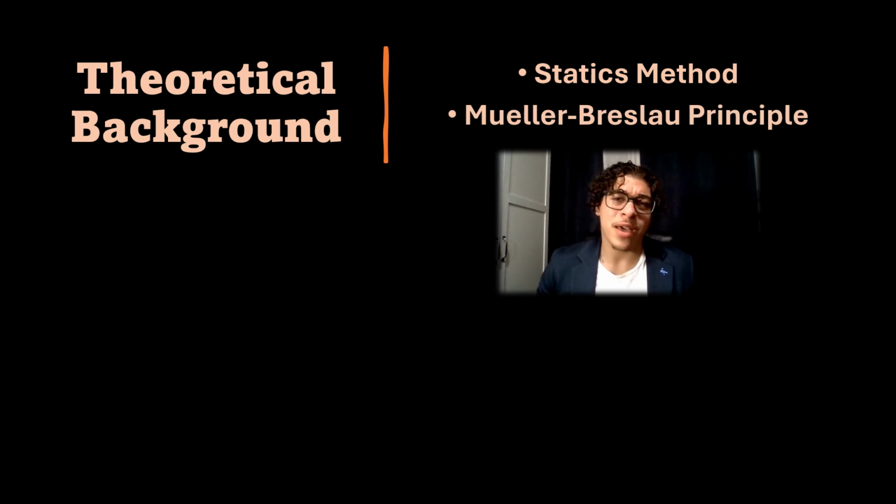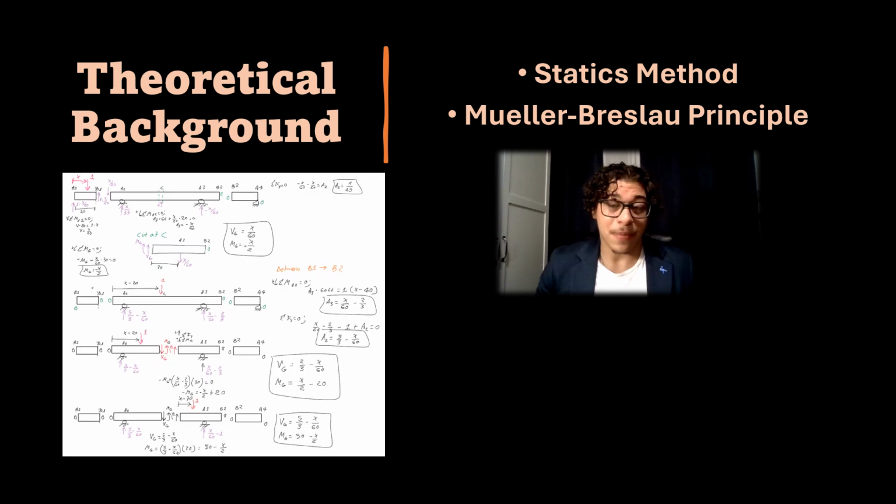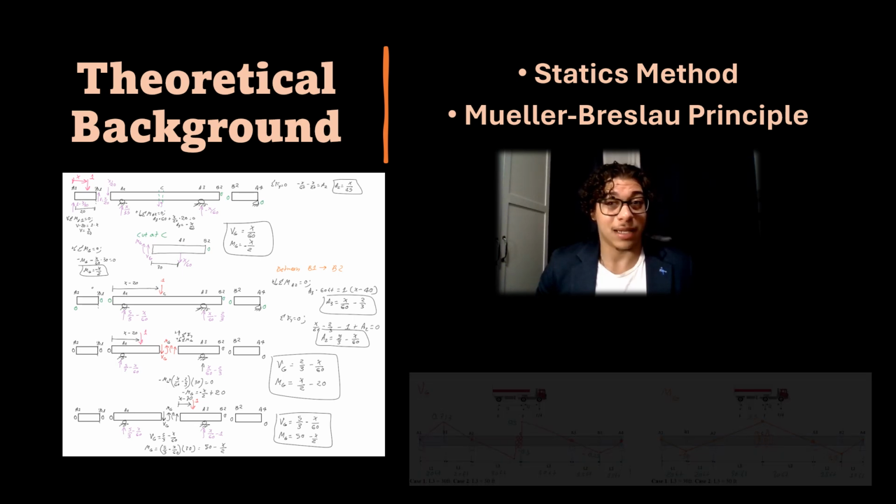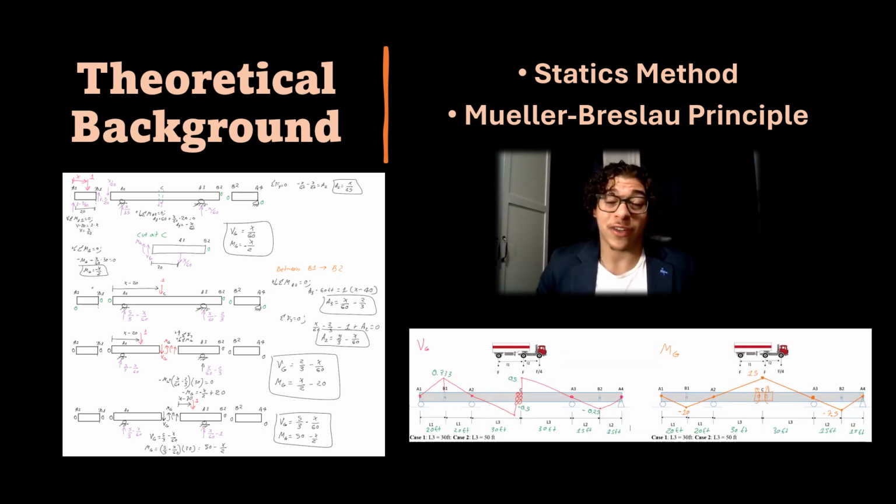The analysis relied on two fundamental principles, which are the statics method and the Mueller-Breslau principle. These two methods help us derive accurate influence line functions and visualize the deflected shape of the structure under the load. Using the statics method, I was able to calculate the influence line function for shear and moment at point C for both cases. The Mueller-Breslau principle served as a verification of the statics method. Keep in mind, in these images I only included a couple of span length functions for case 1 as well as the influence line for case 1. Further along I will show you all the functions that I was able to derive for both case 1 and case 2.